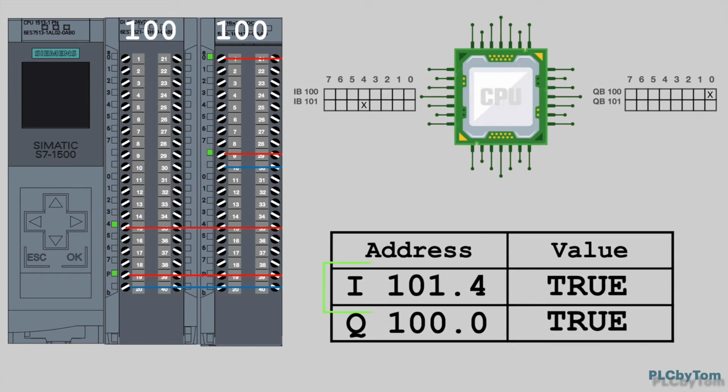Address format is the following: I or Q represents that it is input or output. Then the number in front of the decimal point represents the byte number. Whereas the number behind the decimal point represents the bit in the corresponding byte. Value can be true or false since it is a digital signal.